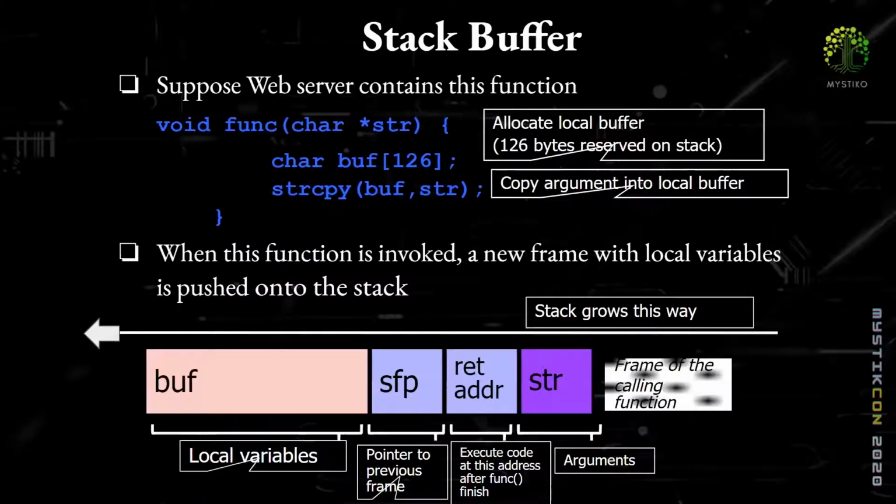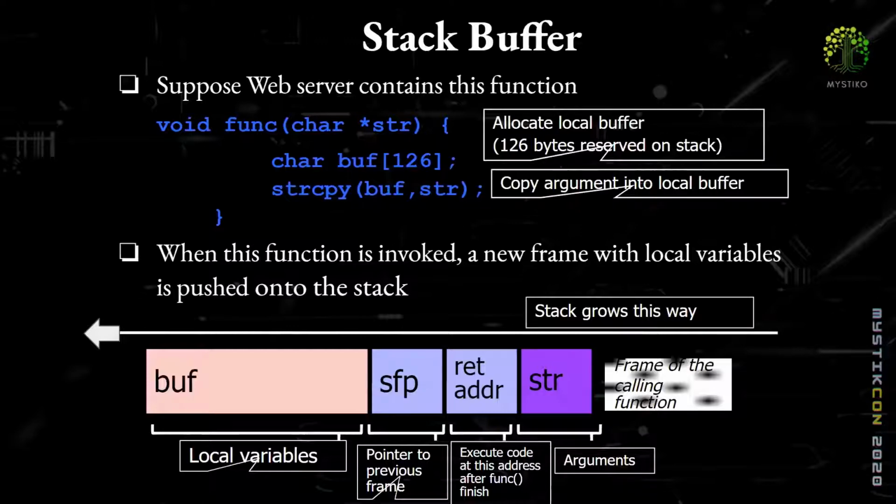Now, let's talk about the stack buffer. Suppose we have a remote web server that contains this function. You can see that it is taking in a character pointer as an argument, *str, and it is allocating a local buffer of 126 bytes reserved on the stack. And the strcpy function in this case, which is a not-to-be-used function, will copy the argument into the local buffer. We'll tell you about why it is a vulnerable function in the next slide.